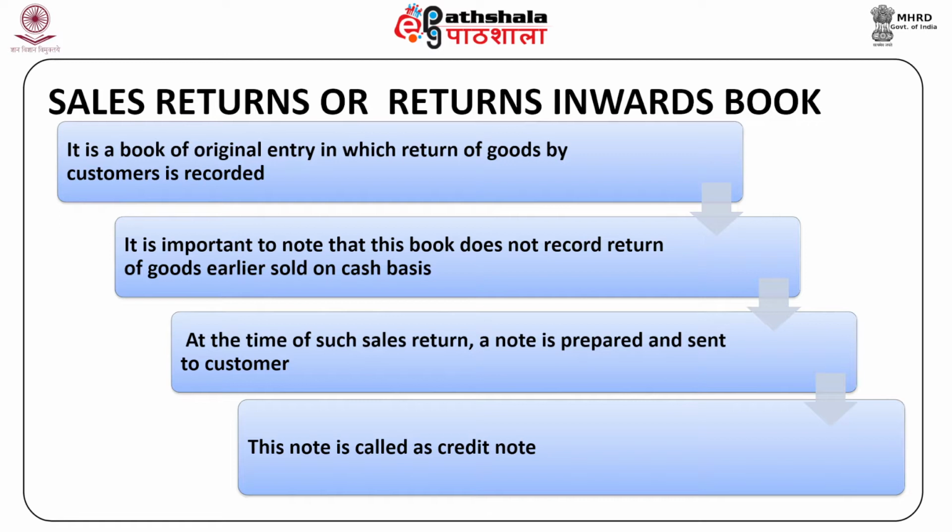At the time of such sales return, a note is prepared and sent to the customer giving all details about the date and amount of transaction, name of party, etc. This note is called a credit note. Any trade discount allowed at the time of credit sale shall also be adjusted at the time of receiving goods. This format is used for the sales return book.